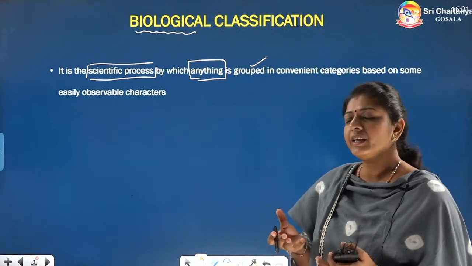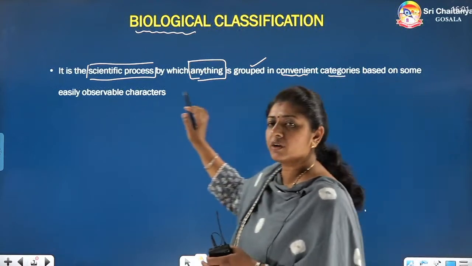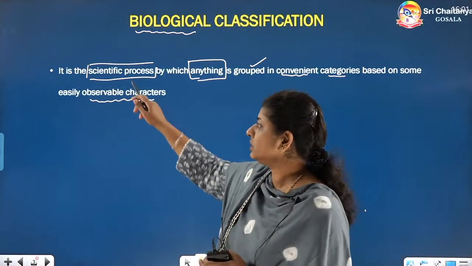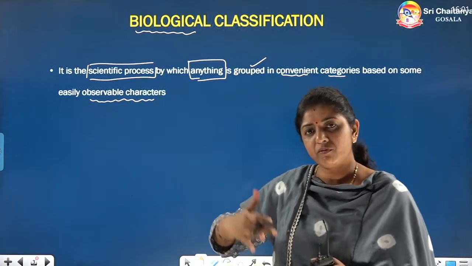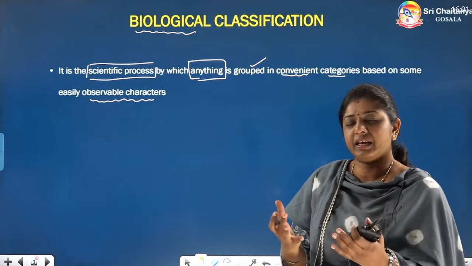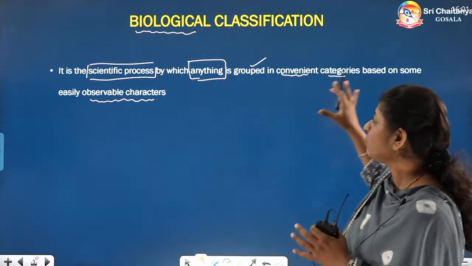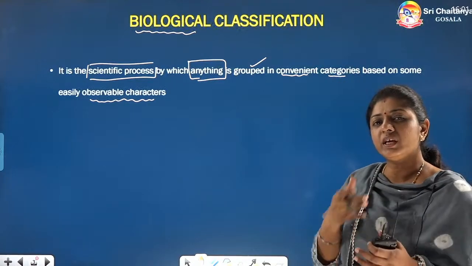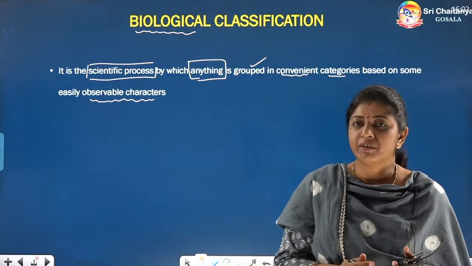Based on what criteria? Based on convenient categories, based on easily observable characters. Let me repeat once again. This is a scientific process, means methodology, step after step of classifying, grouping anything. Here what we are classifying? Living organisms, into convenient categories, based on easily observable characters.